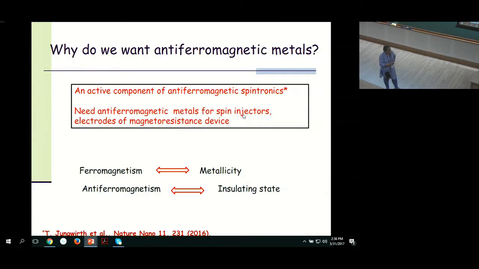And for those of you who are interested in this field, if you open today's ConMat, there are at least 4 or 5 papers talking all about antiferromagnetic spintronics. What one is looking for are antiferromagnetic metals which could be spin injectors or electrodes of a magnetoresistance device. And people say that these materials, the antiferromagnets, because they have no stray fields, could work far more efficiently. Of course, most of these are theoretical predictions, and so one should examine these claims more carefully.